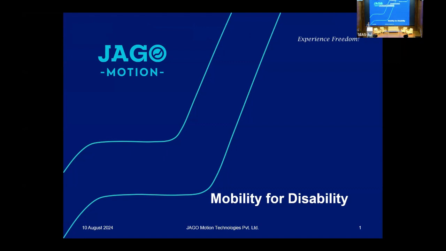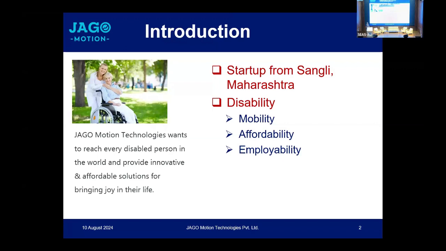Good afternoon. As was explained, I have a startup. I'm a faculty at Ahmedabad University, and I founded this startup, Jago Motion. Its aim is to provide mobility solutions for disabled people. So our aim is to basically reach every disabled person in the world.